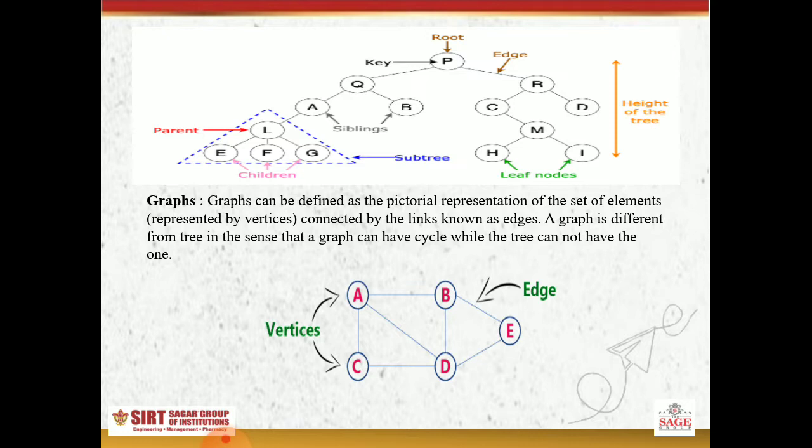There is a cycle A, C, D, B, and B and A are also connected. So there is one cycle, and another cycle is A, C, D, and A and D are also connected. So this is another cycle. So a cycle is also possible in the graph.